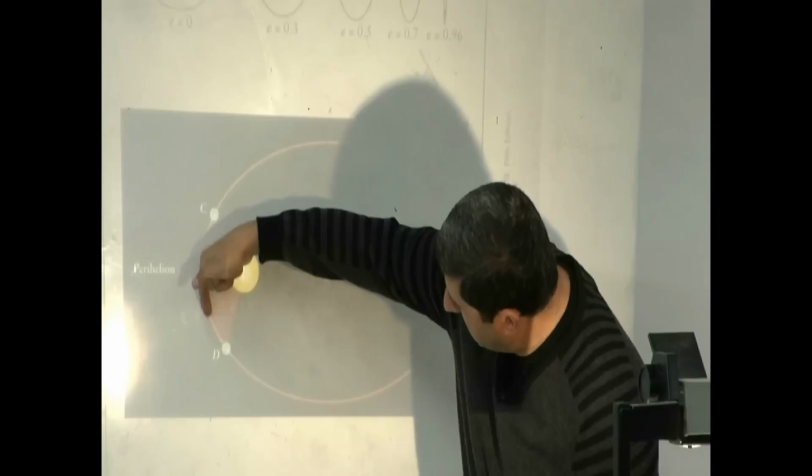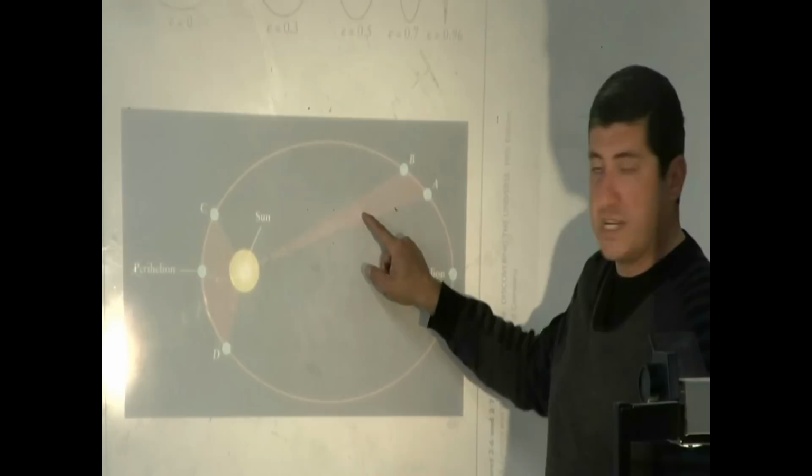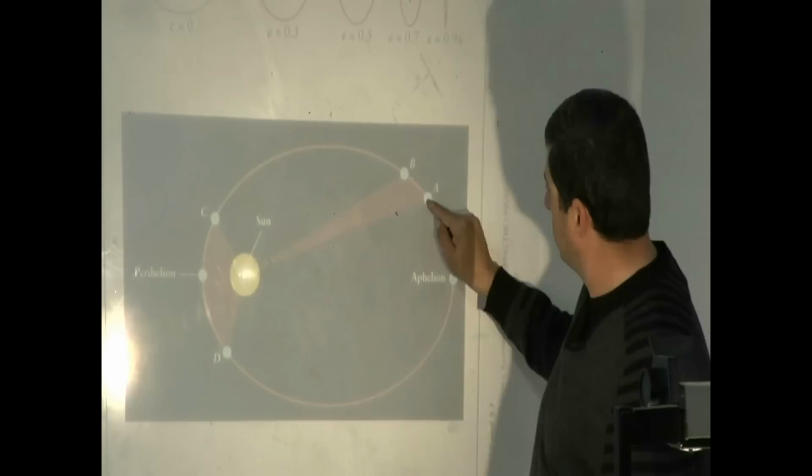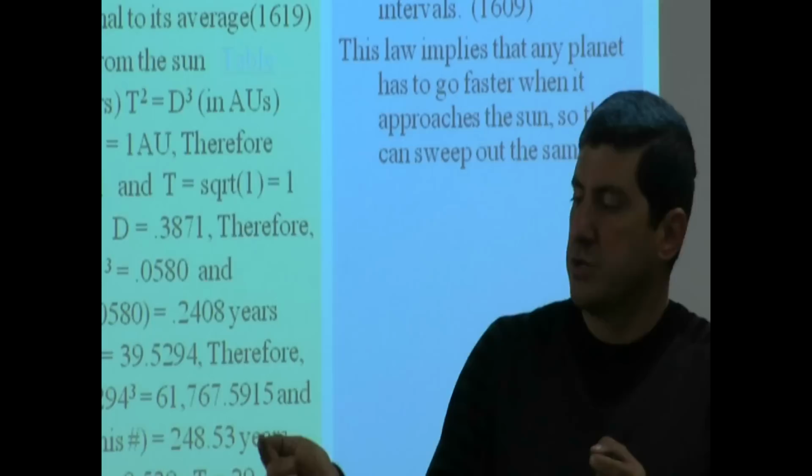Can this area equal this area? He's saying it's got to equal, right? Can it equal? Yeah. If this is shorter, if this is bigger, it can actually equal the area of this guy, because this is shorter, but this is bigger, right? So basically what his law is saying is, to conserve angular momentum, the planet has to go slower when it's farther away, then when it gets closer, it's got to speed up, okay?